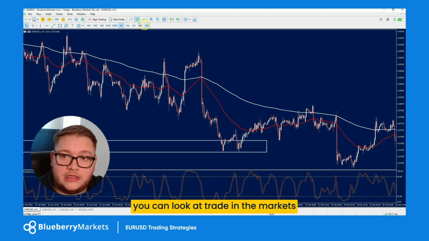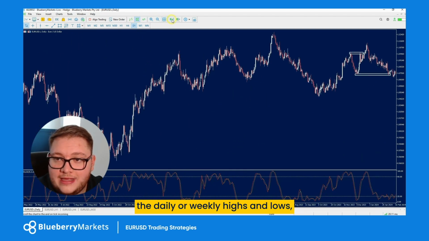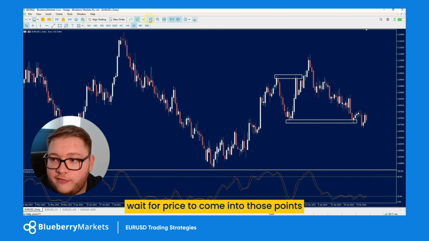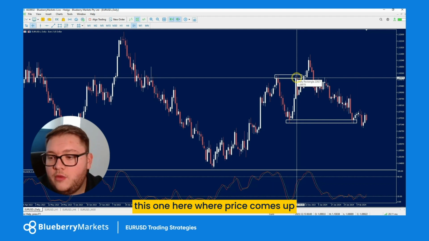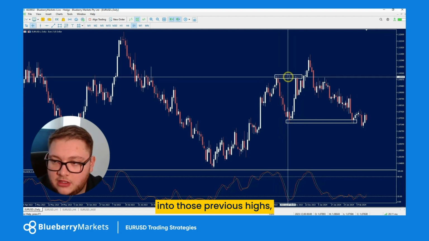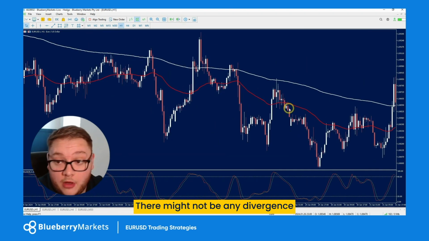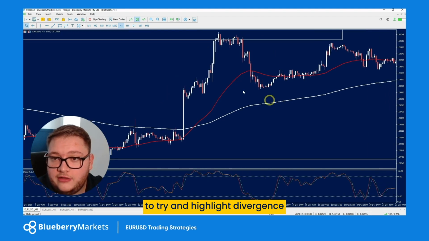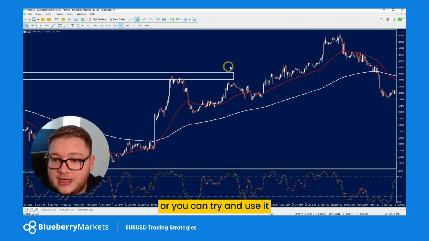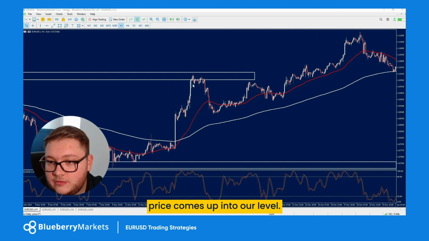So that's one way you can look at trading the markets, by using the daily or weekly highs and lows, waiting for price to come into those points, and then looking for divergence. So again, if I just highlight this one here where price comes up into those previous highs, let's have a look on the hourly time frame. Was there any divergence? There might not be any divergence, and this is why you can use the stochastic to try and highlight divergence, or you can use it in a way where price is in an overbought condition. Now what I can see here, price comes up into our level.